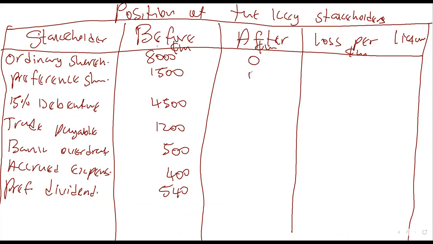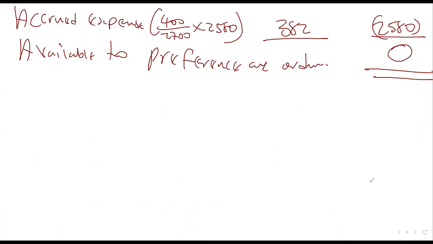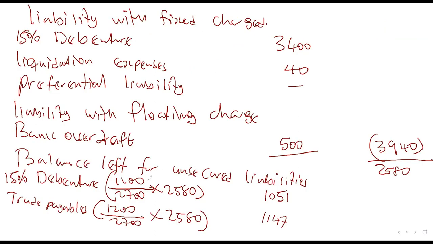Debenture, let's go and add the debenture figures together. You know, debenture appeared 2 times. Debenture appeared here as a fixed charge. It appeared here as an unsecured. So putting these 2 figures together, that's 3,400 plus 1,051, 4,451. So debenture featured 2 times.